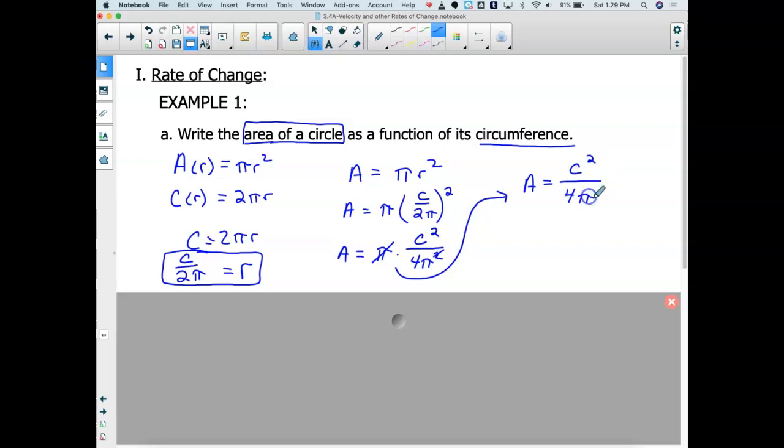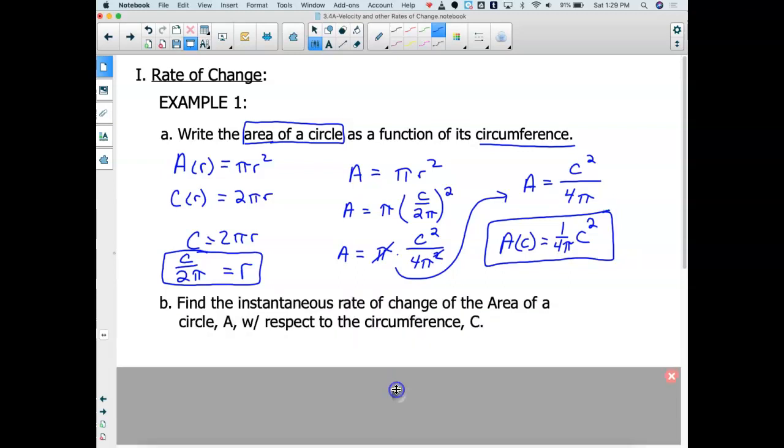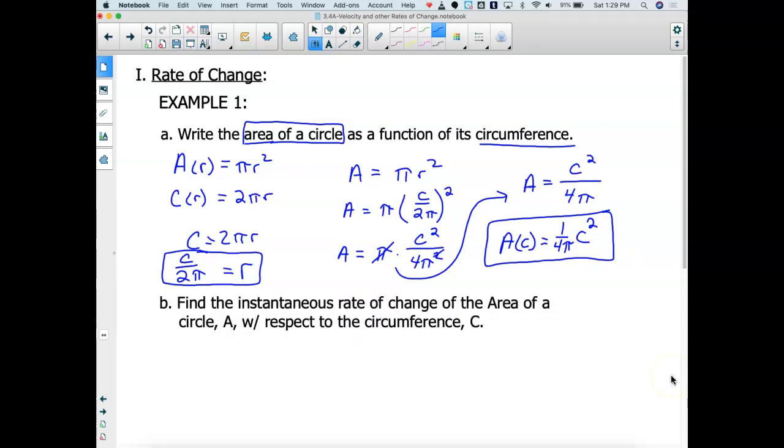Over 4 pi. Well, just think about this. 4 pi, pi is a constant. My area is written as a function of circumference, and I could say it's 1 over 4 pi times circumference squared. Now I just rewrote the area of a circle in terms of its circumference, which means if I knew what the circumference of a circle was, I could find the area of the circle. There are lots of different reasons why we would potentially do this.